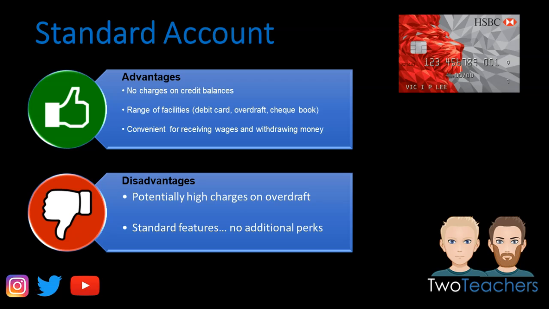So the first one we're going to look at is a standard account. The advantages of a standard account are no charges on credit balances, and there's a range of facilities, so you have a debit card, overdraft, checkbook, although checkbooks are very rarely used nowadays. It's convenient for receiving wages and withdrawing your money.